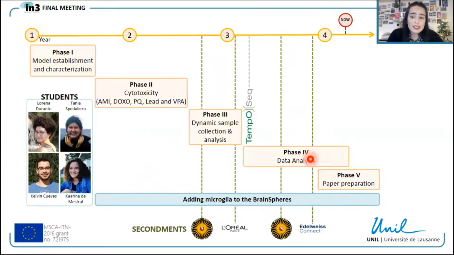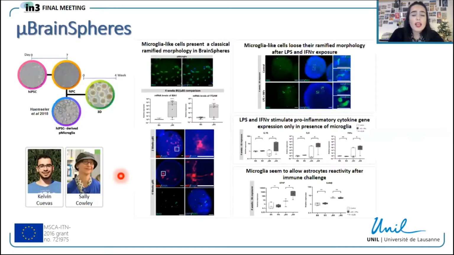So I've been trying this since the beginning, and I've been having help from different master students, Lorena, Tanya, Kelvin, and Karina. Here I'm showing what we did when Kelvin was with us. We were receiving microglia progenitors derived from human-induced pluripotent stem cells by Sally Cooley in Oxford. And we were trying to add these progenitors to our neuroprogenitor cells and produce the brain spheres.